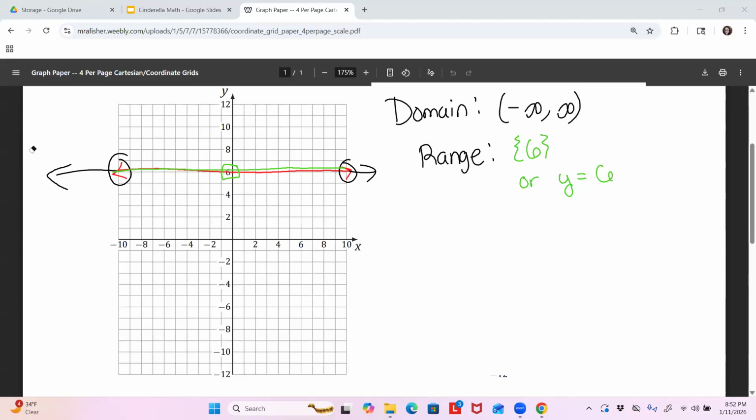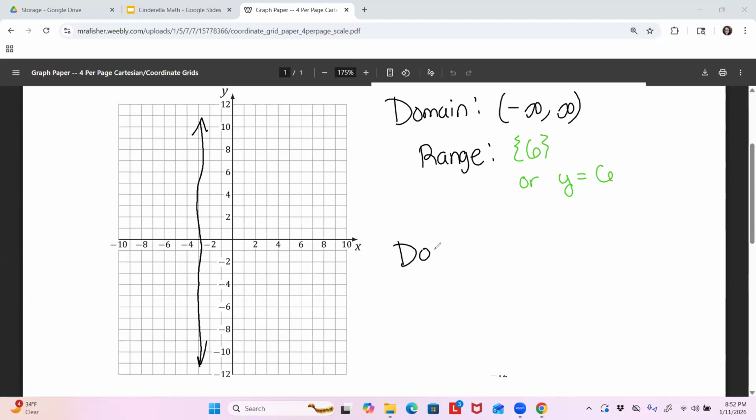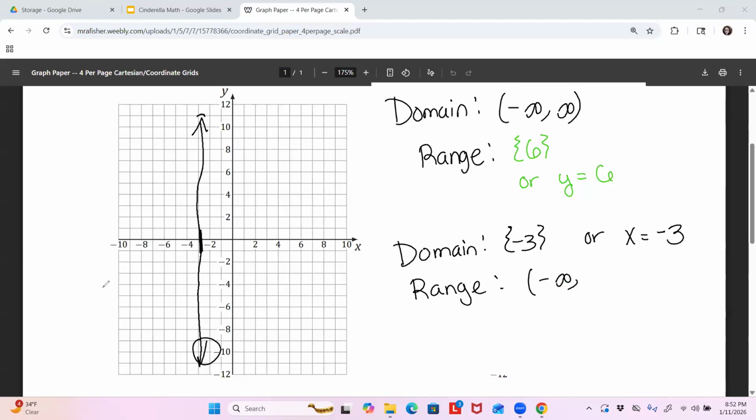Okay? If it was a straight up and down line, so a straight vertical line, like this. Oh my gosh, I'm horrible at drawing a line. Pretend that's actually straight. You would say domain, well, left to right. Well, it doesn't go left. It doesn't go right. It is stuck on negative 3. So you would just say negative 3 in its own squiggle, or x, because domain is x, equals negative 3. But the range on this one, this arrow goes down forever to negative infinity, and this one goes up forever to infinity, or all real numbers.